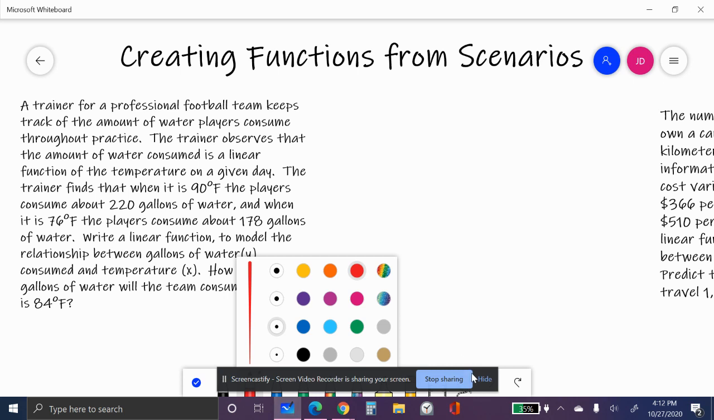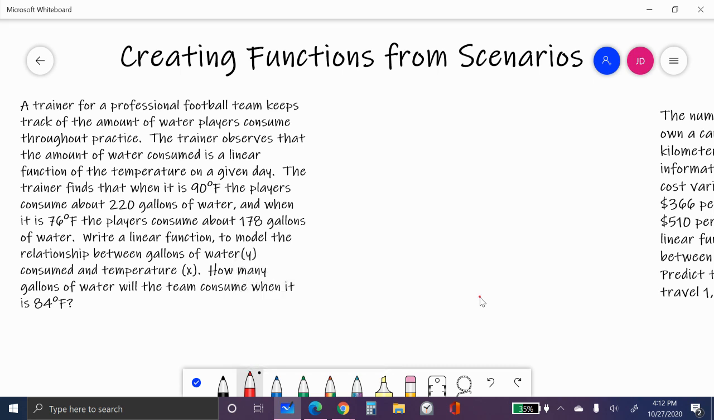In today's video, we are going to be creating functions from scenarios. So we're going to be given a word problem, a scenario, and we have to create either a table or an equation from that scenario and answer some questions afterwards.